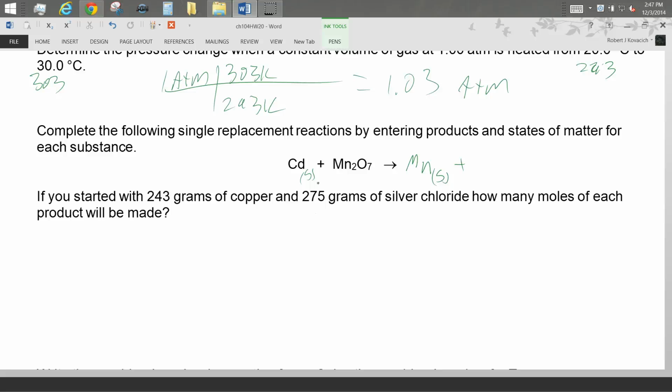I said cadmium O2. Nope. Why not? What's cadmium's oxidation state? 2. I thought it was... It is a 2. What's oxygen's oxidation state? 2. So it's just CdO. Okay.